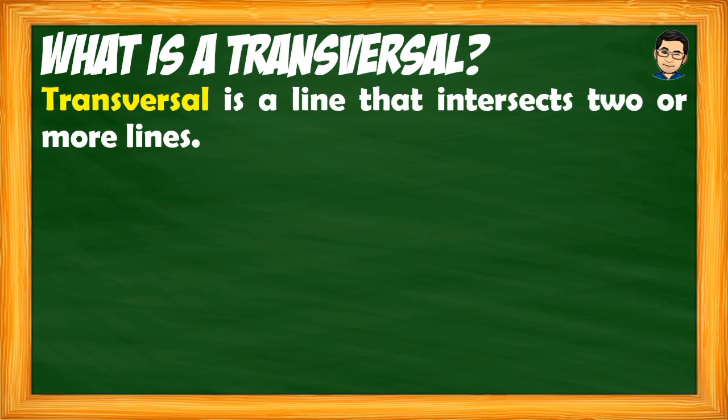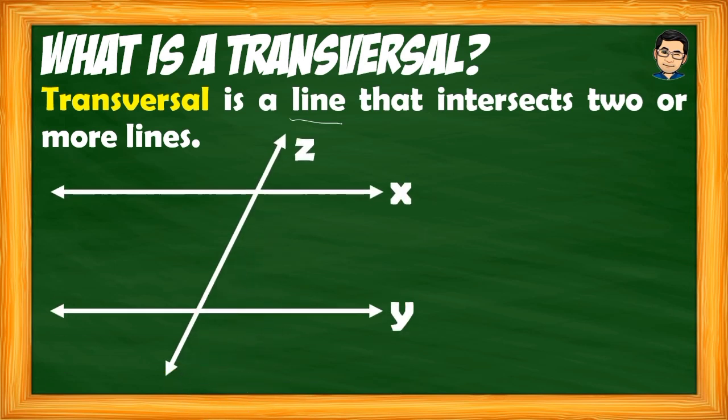So when we say transversal, this is a line that intersects two or more lines. So kitang-kita naman po sa definition pa lang po niya, transversal is a line. Okay, isa po siyang linya na wherein ini-intersects niya yung two or more lines. So anong itsura ng ating transversal? Okay, so let us first illustrate or identify parallel lines.